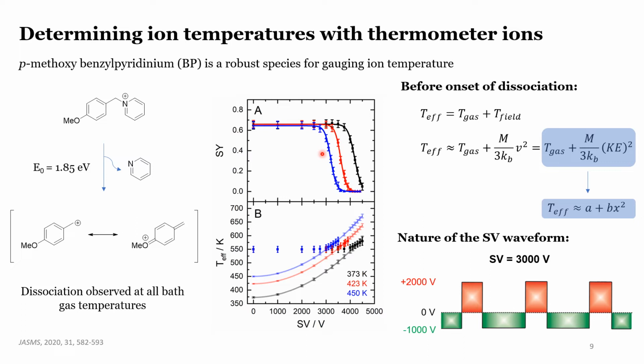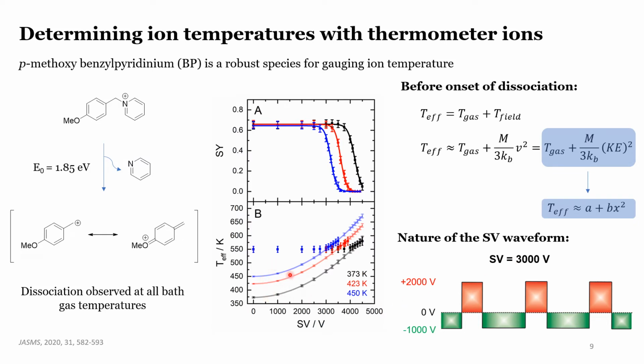This allows us to model ion temperatures before the onset of dissociation and after complete dissociation using two-temperature theory, which states that ion heating is the sum of the bath gas temperature plus field-induced heating. Two-temperature theory can effectively be simplified to a quadratic fit of the form y = A + Bx², where A is the temperature of the bath gas and B is a collection of constants related to the benzylpyridinium ion. These functional fits are shown as the transparent lines in panel B.